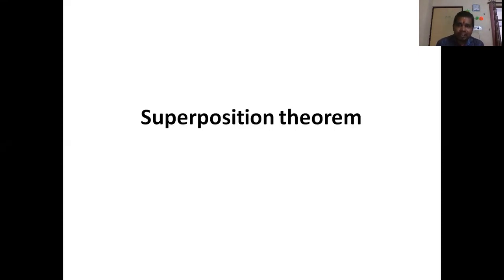Apart from that, there are some different types of theorems available which are also used to determine the response based on the circuit's conditions, right? One of these basic theorems is called the superposition theorem, which is also very important in determining the current response or voltage response of an electrical circuit. So let us see that theorem, the superposition theorem.